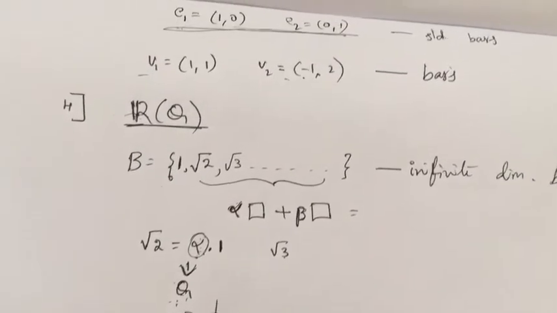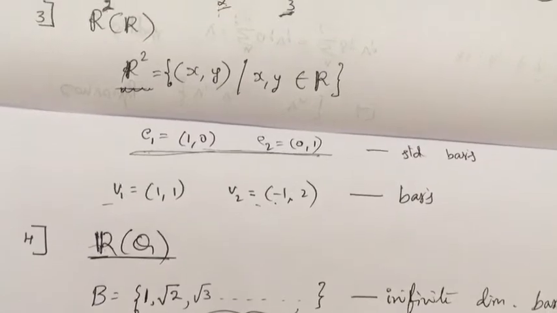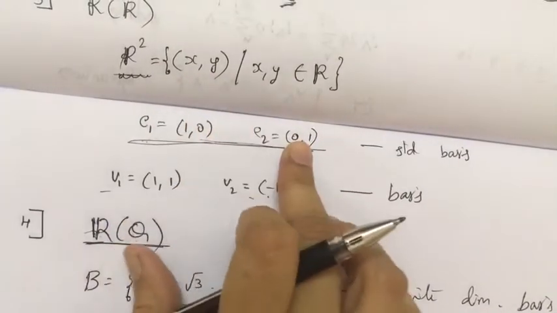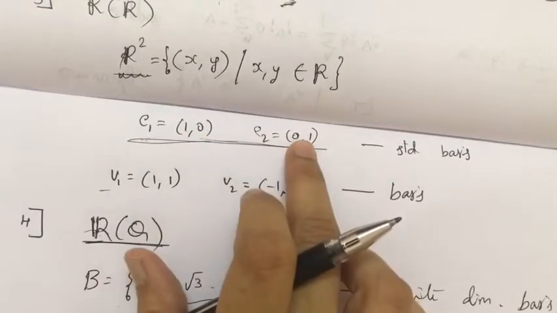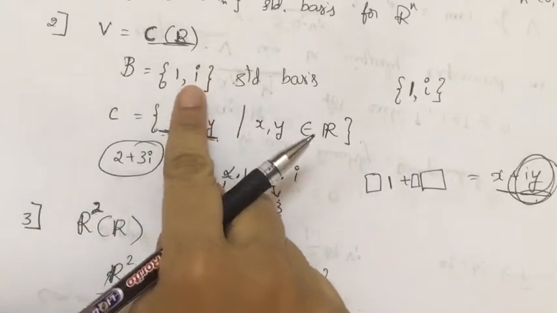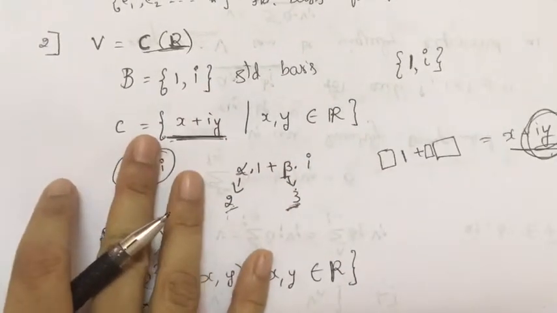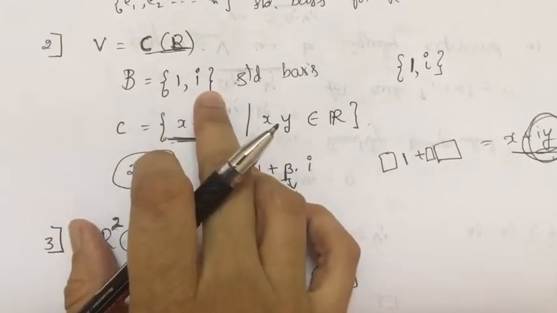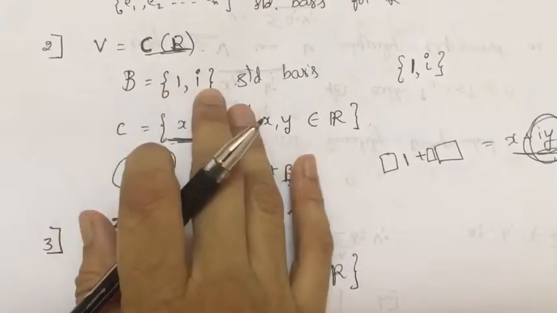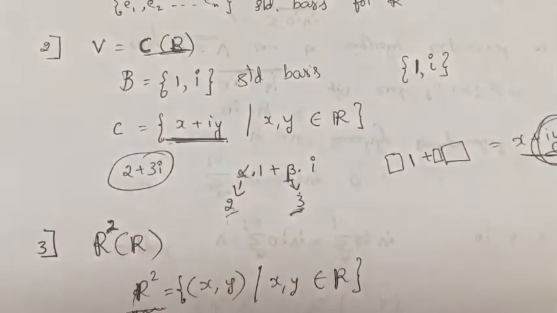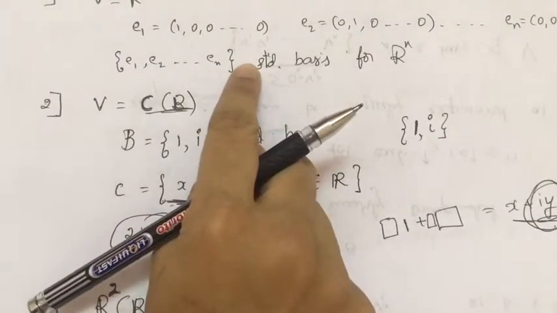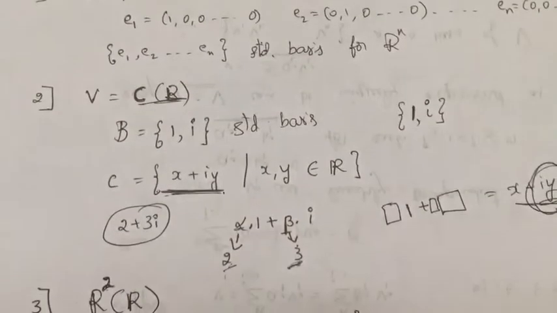In previous examples, if I say this is the basis, then only 2 vectors are there. So the dimension of the basis is 2. Even here, I am taking the standard basis. Here the dimension of a basis means the number of elements in the basis set. Here it is 2. Here I have n vectors. Therefore, the dimension of the basis is n.